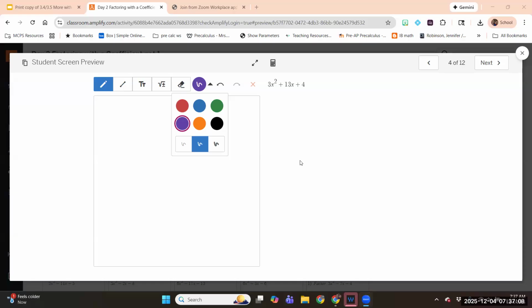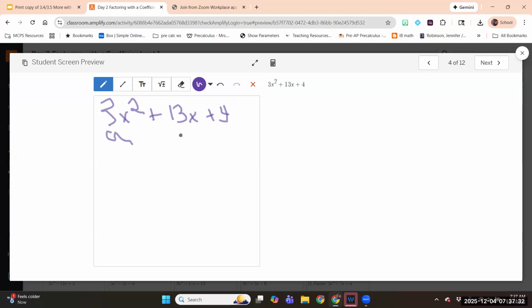Okay, in this video, we're going to look at how to factor when the lead coefficient is not 1 using the slip and slide method. So please remember that this is if I have 3x squared plus 13x plus 4, okay, this is my A, this is my B, and this is my C.